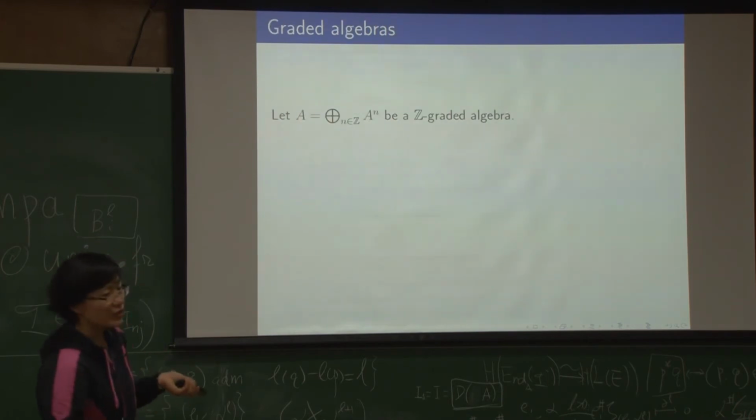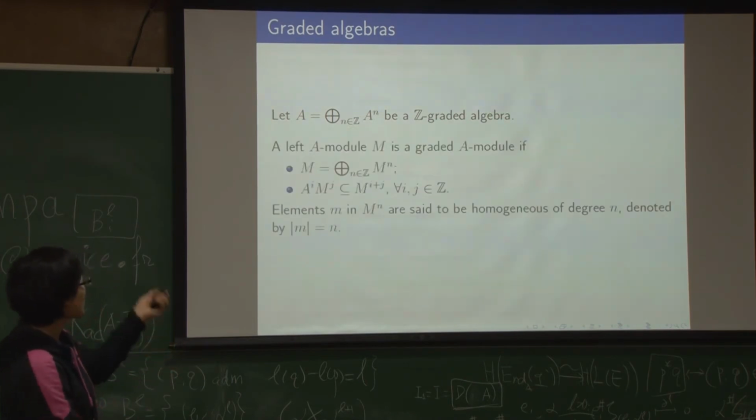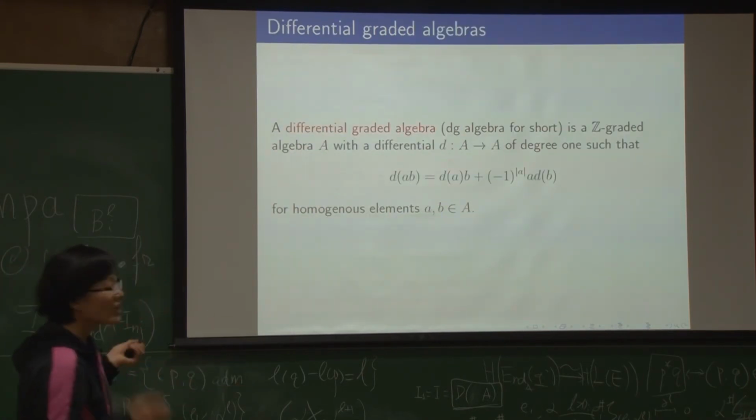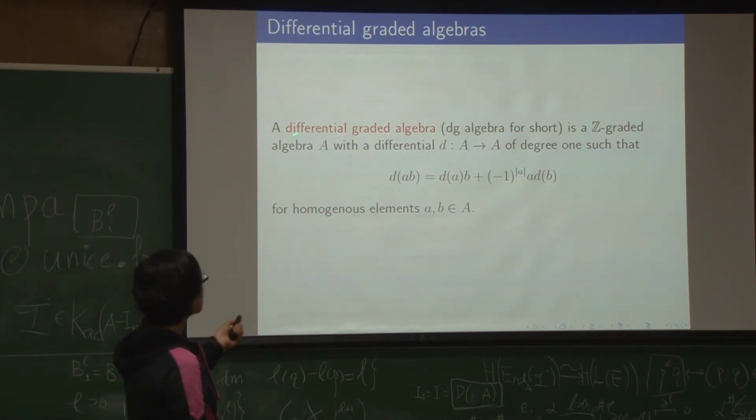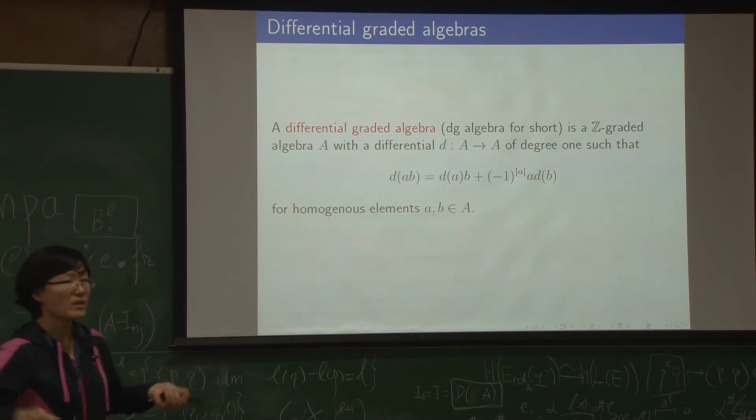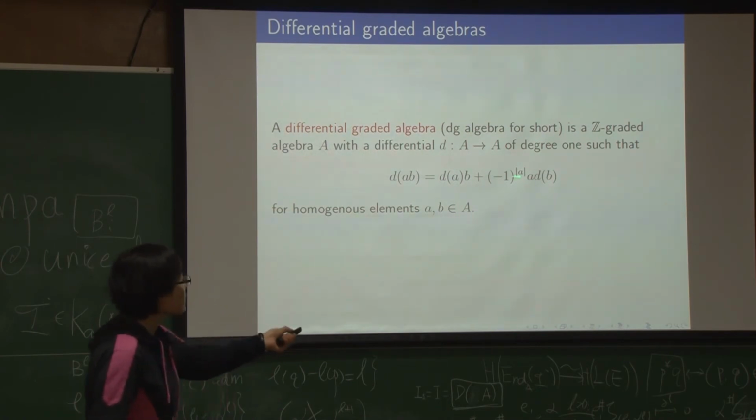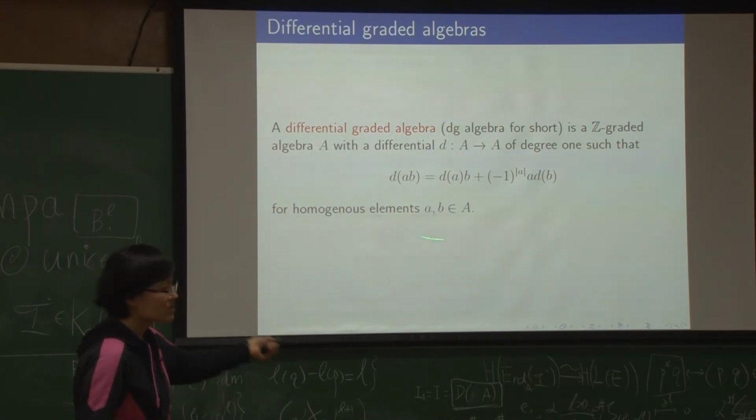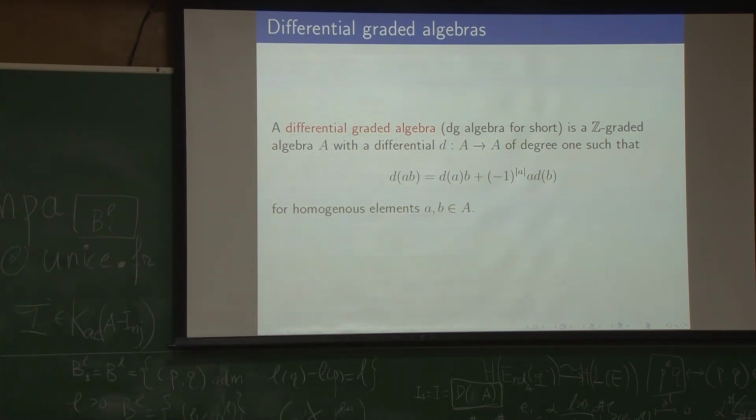The next part we will show the relation. This morning Professor Harrod already introduced the graded modules. Here we need to consider the differential graded case. First we recall what a differential graded algebra is. It is first a graded algebra, but we need to endow it with a differential. It has a differential of degree 1, satisfying this rule. So we can think of it as a complex.